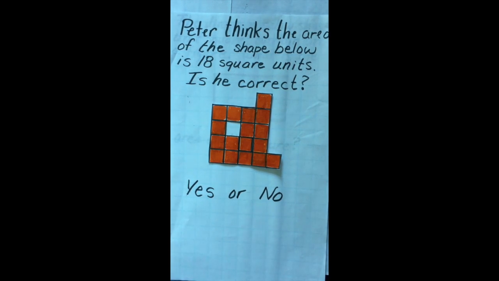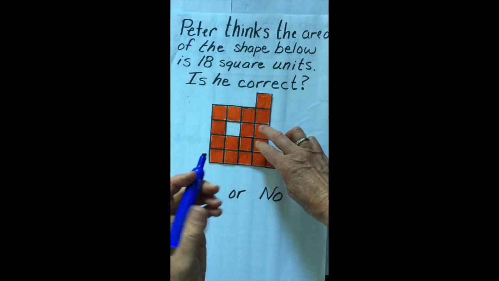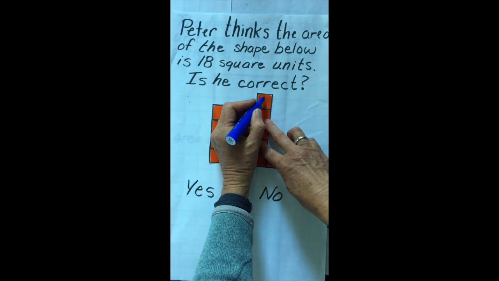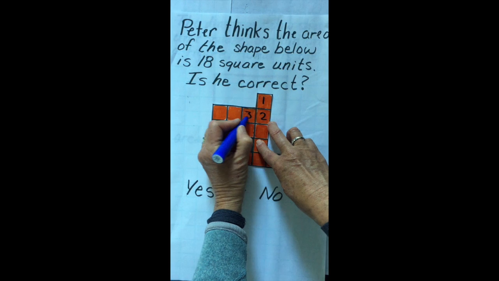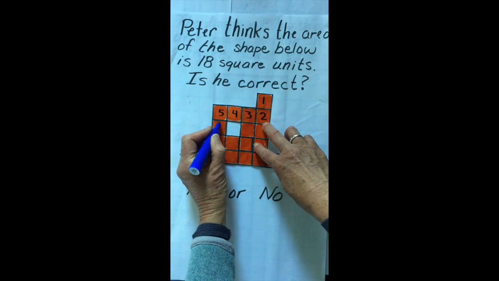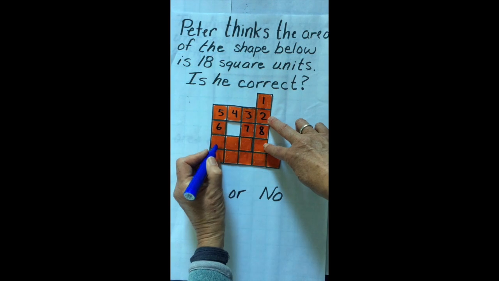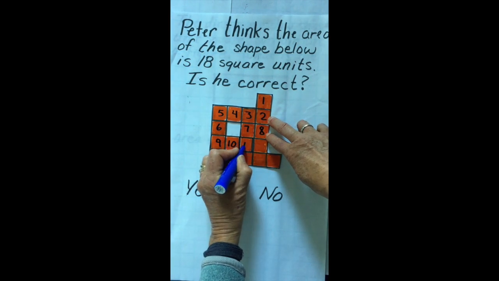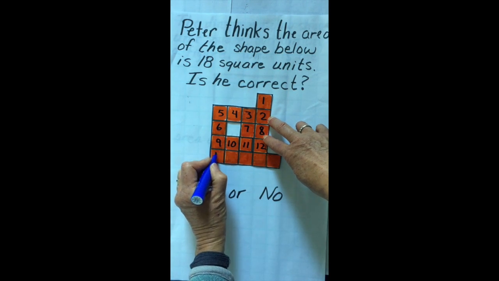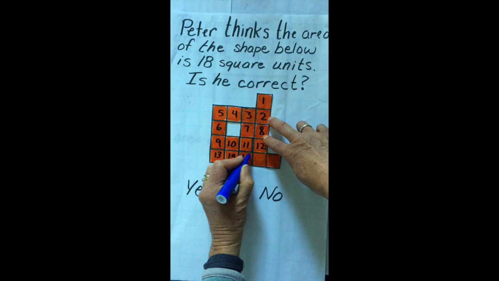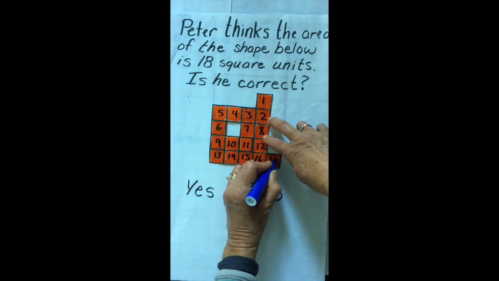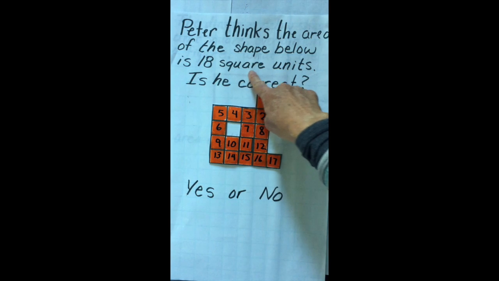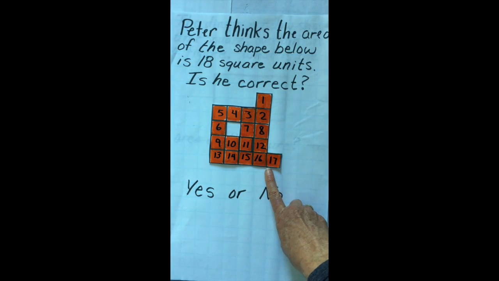Okay, my pens are running out. All right, so remember, perimeter plus is the frame of the window, area is the squares, or length times width. So we're not doing length times width, we're doing the squares, so I'm just going to count the squares. That's pretty easy to do. 1, 2, 3, 4, 5, 6, 7, 8, 9, 10, 11, 12, 13, 14, 15, 16, 17. So Peter thought there were 18 squares. It looks like there are only 17 squares.